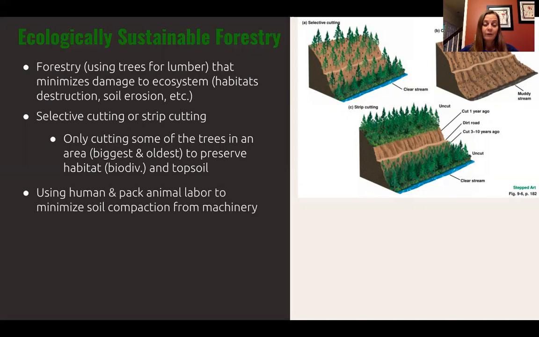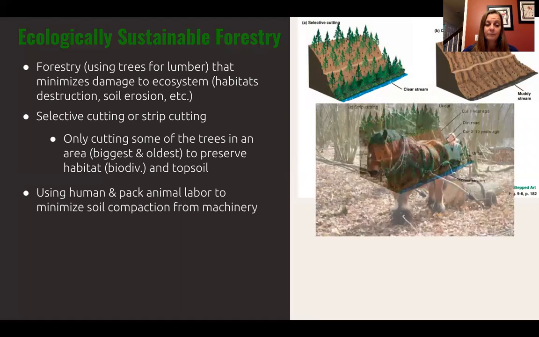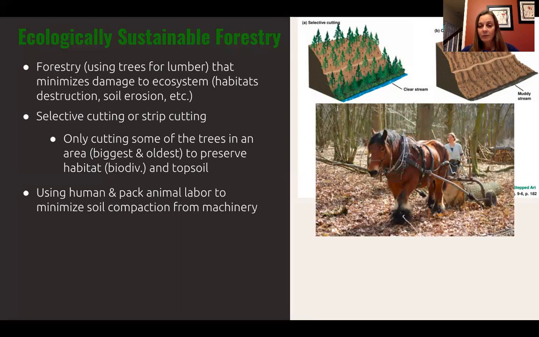Taking it to the full extreme, ecologically sustainable forestry can use human or pack animal labor to minimize soil compaction from machinery. So this would be using horses and chainsaws rather than going in with heavy equipment, whether you're selective cutting or strip cutting. So here we have an image of a horse dragging a log out of the woods.